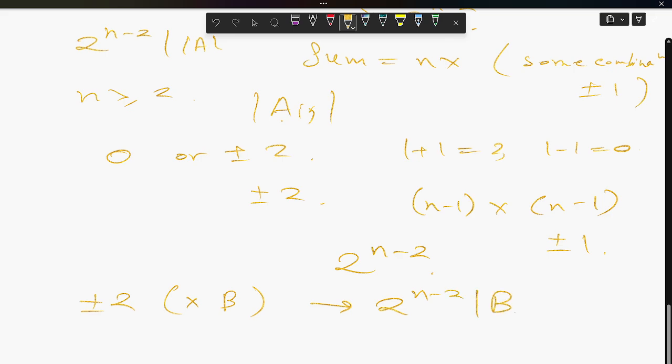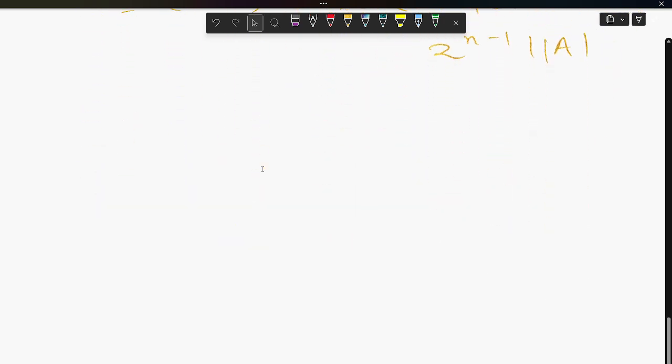So the entire determinant is divisible by what? We have this 2 here and this 2 to the power n minus 2 here. So finally we can say that 2 to the power n minus 1 divides the determinant of A. We can also give a formal proof by row operations. So this was the sketch of the proof. Now here's a more formal proof using row operations.